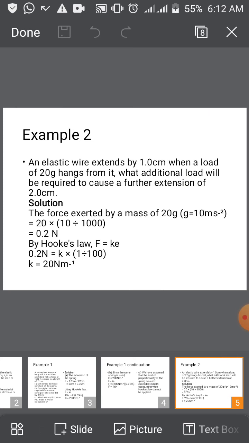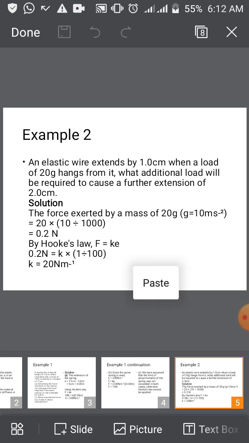Example 2. An elastic wire extends by 1.0 cm when a load of 20 grams hangs from it. What additional load will be required to cause a further extension of 2.0 cm?